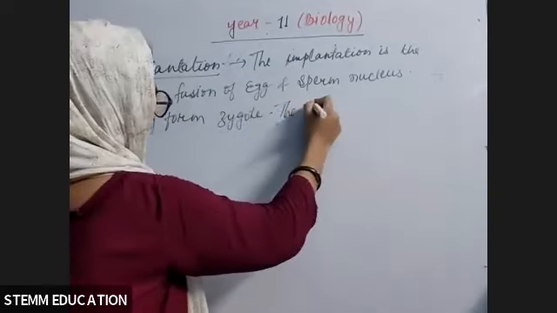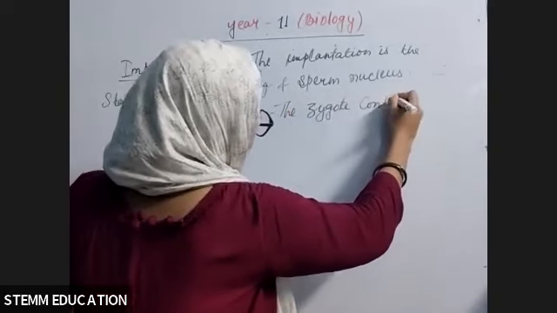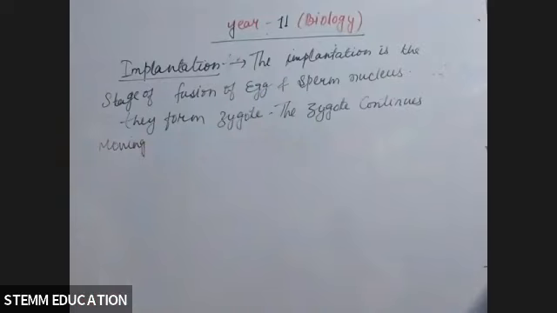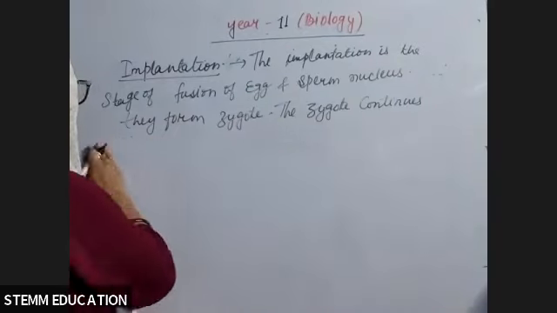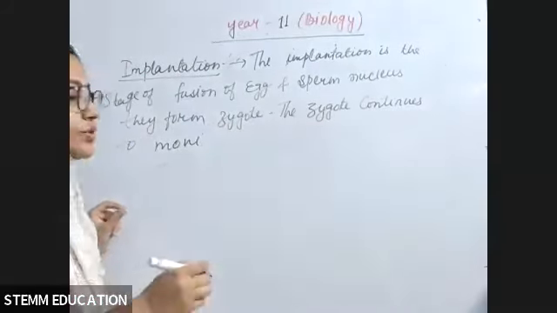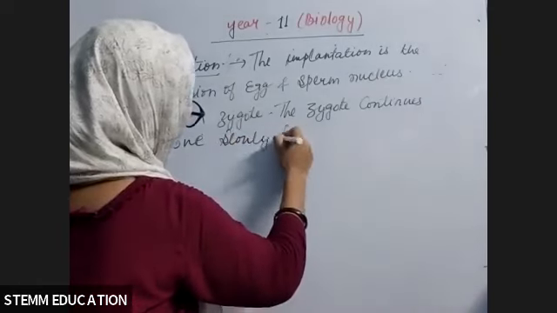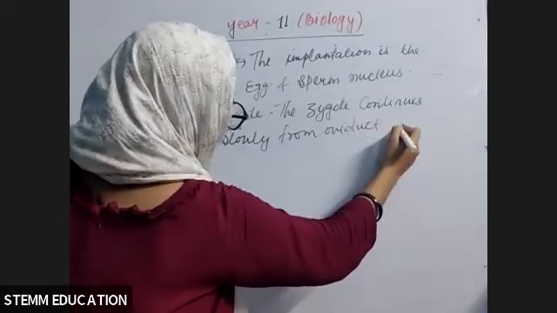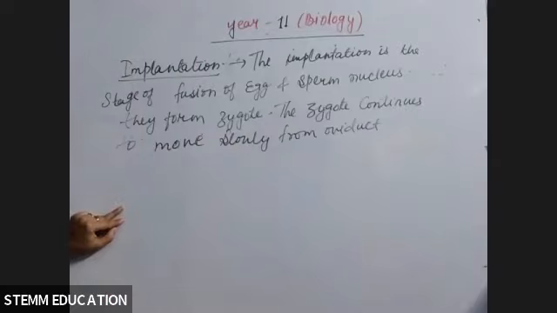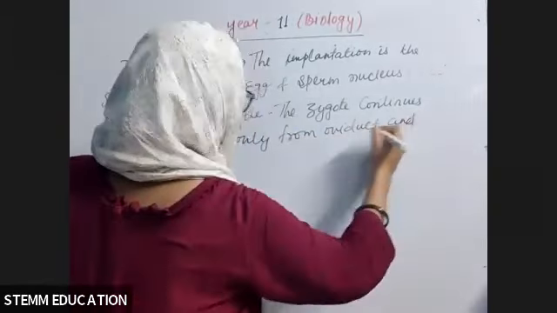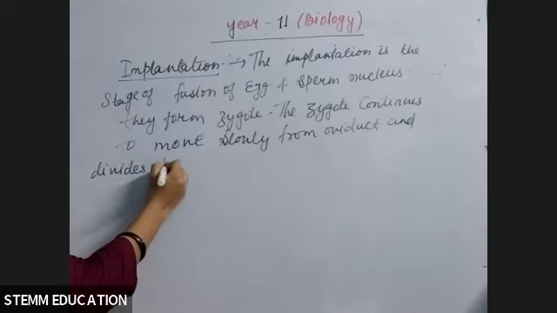The zygote continues to move slowly from the uterine duct to the oviduct, and divides by mitosis.